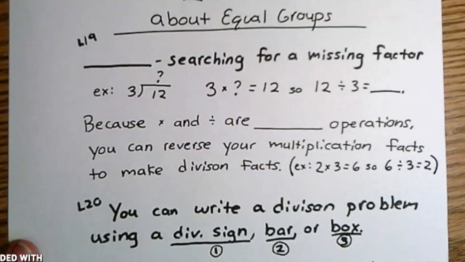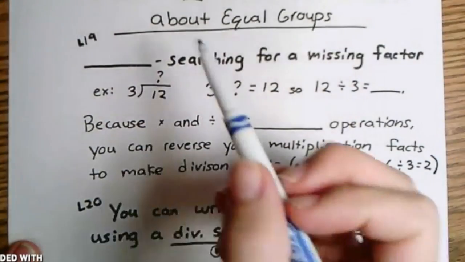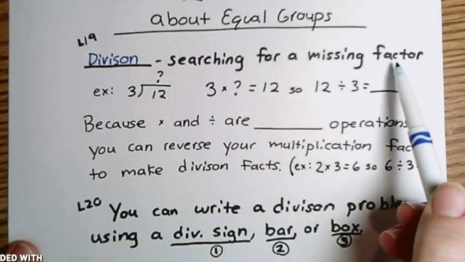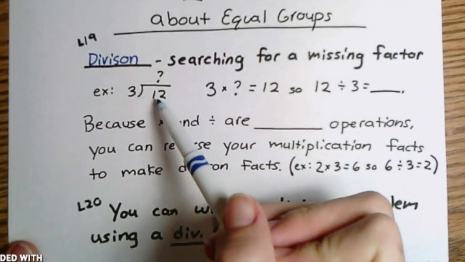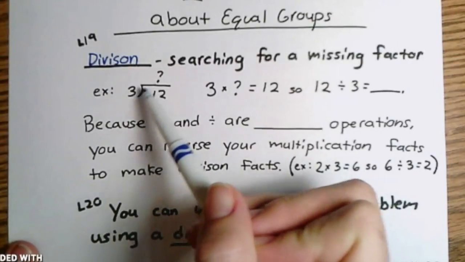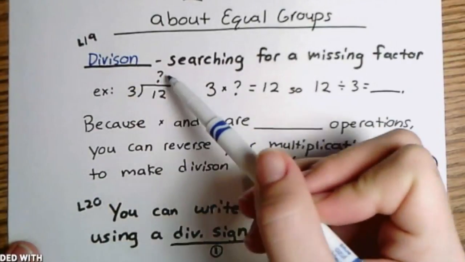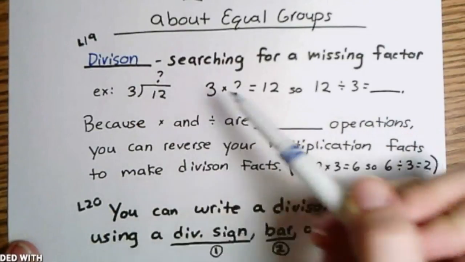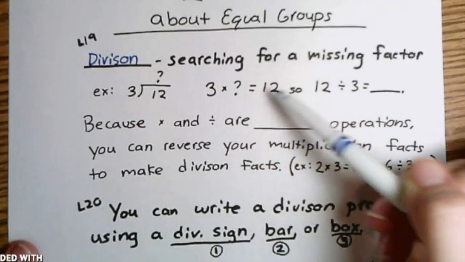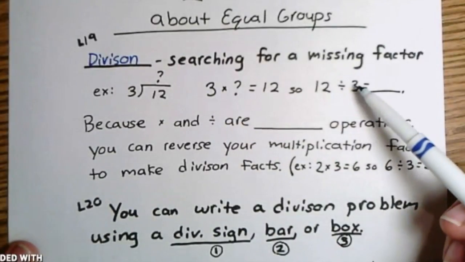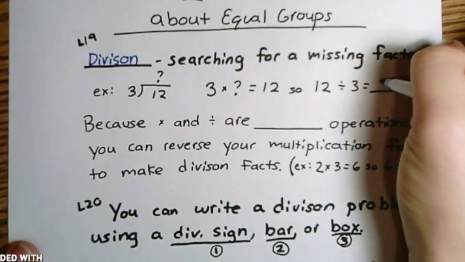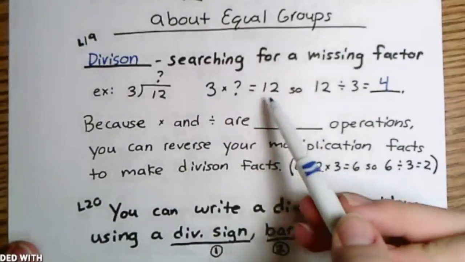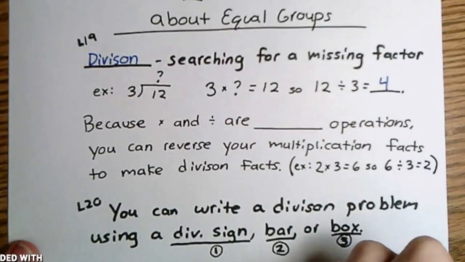Lesson 19, we have a vocab that we need to know. We call division where we're searching for a missing factor. So for example, we have 12 divided by 3 equals what? This is saying 3 times some number equals 12. What is that number? So 12 divided by 3 equals 4, because we know that 3 times 4 equals 12.